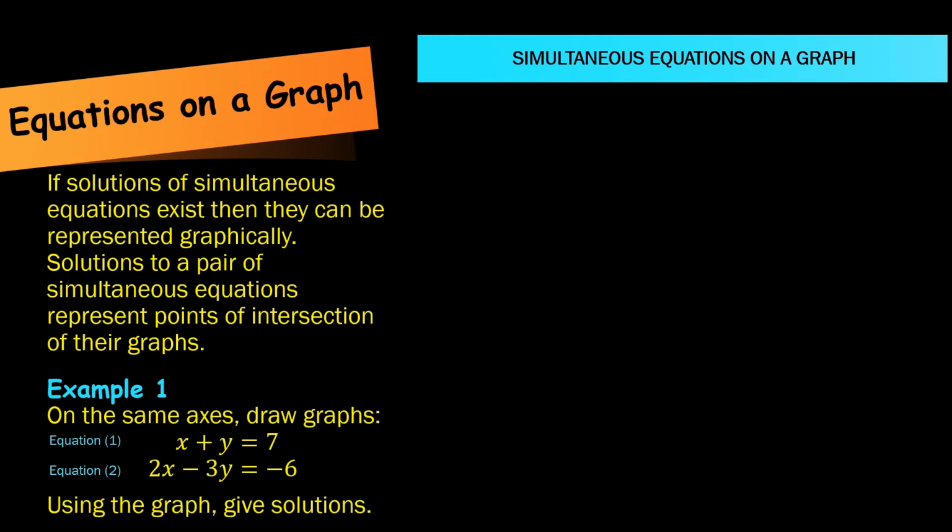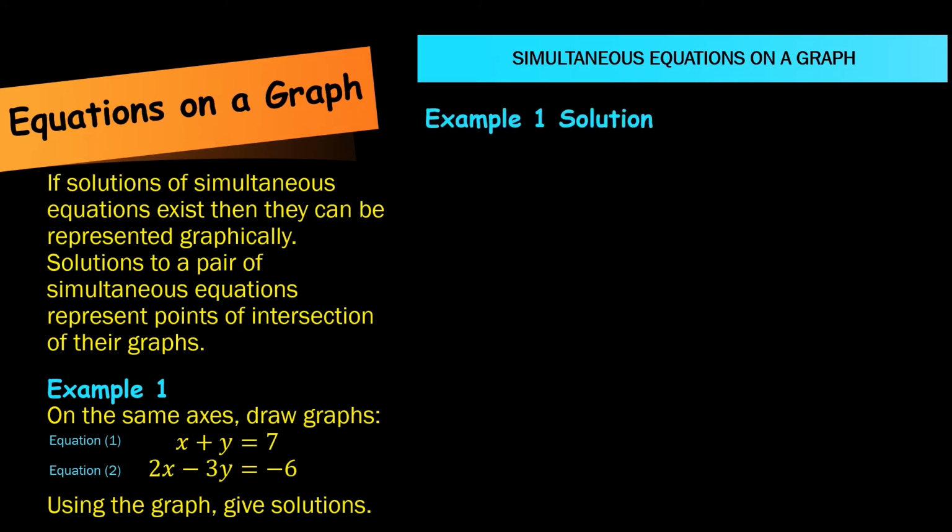On the same axes, draw the graphs x plus y equals 7 and 2x minus 3y equals minus 6. Using the graph, give the solutions. Pause the video and have a go. Press play when you're ready to view the solutions.